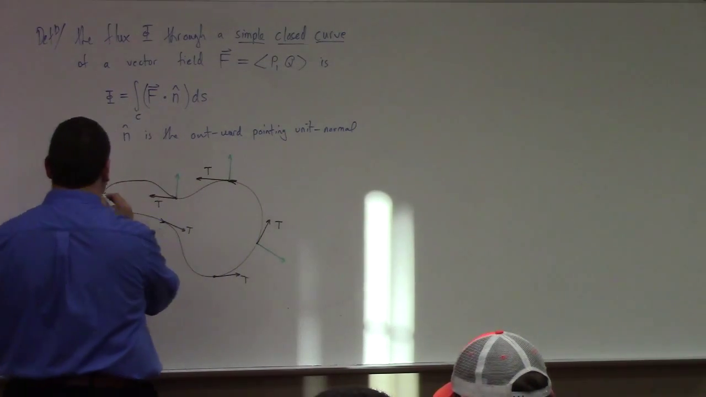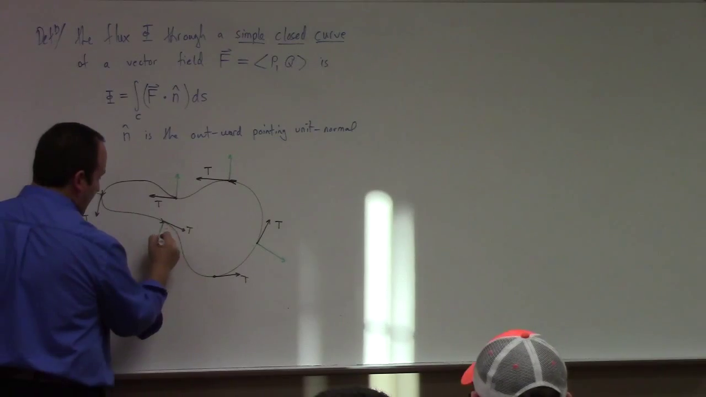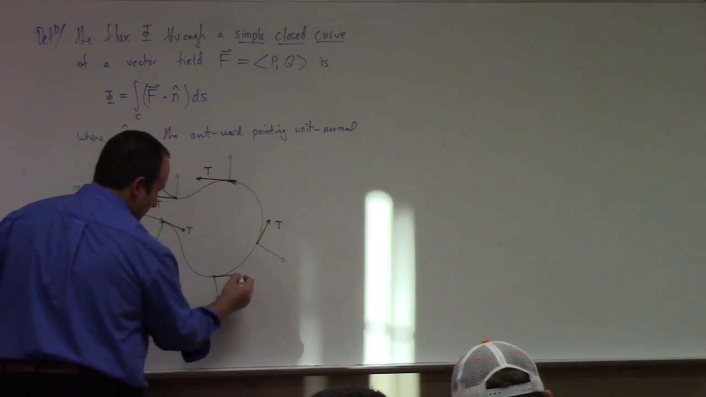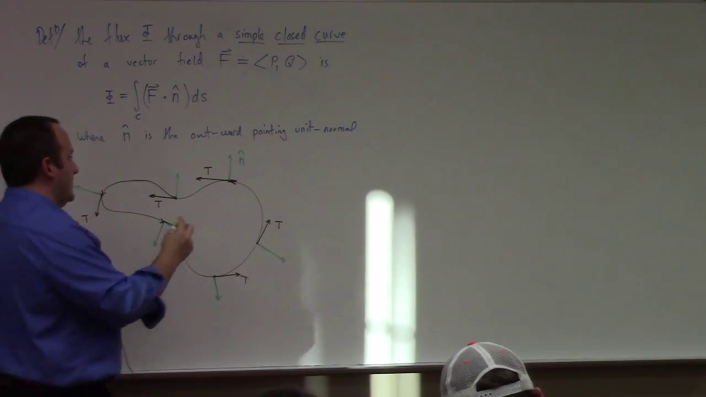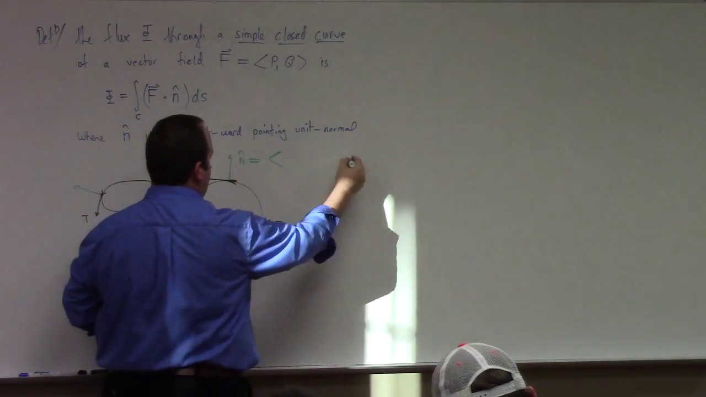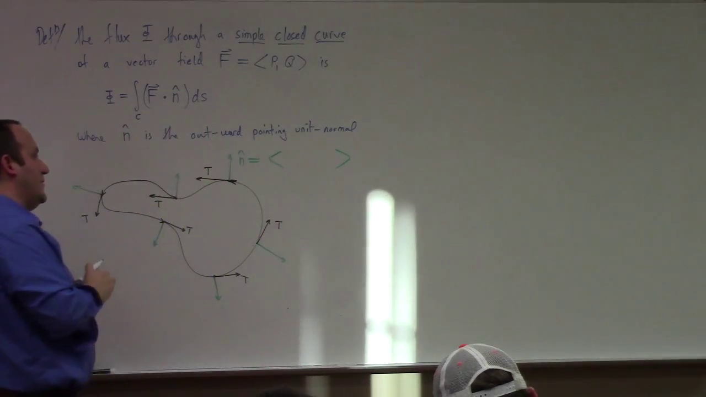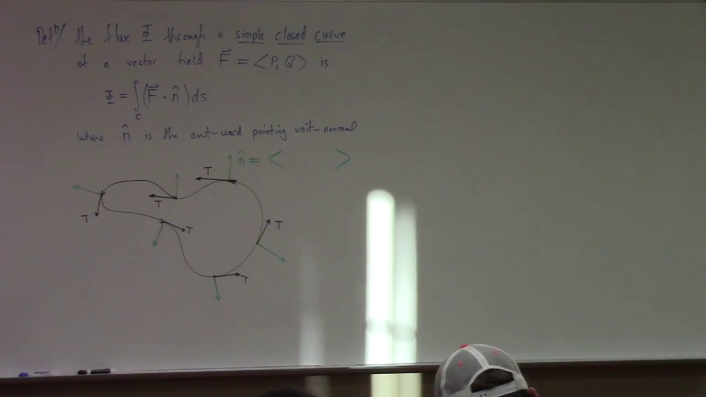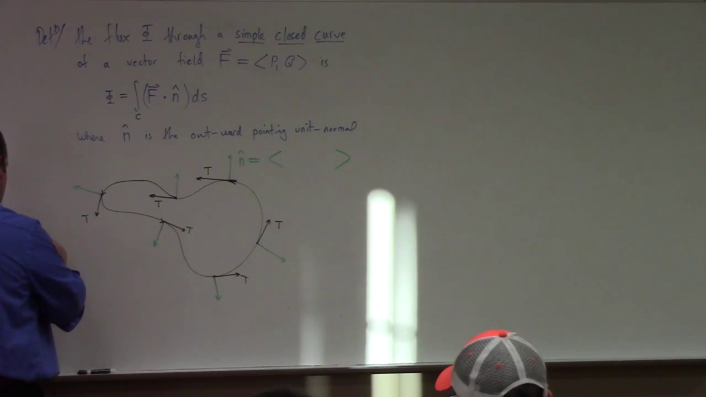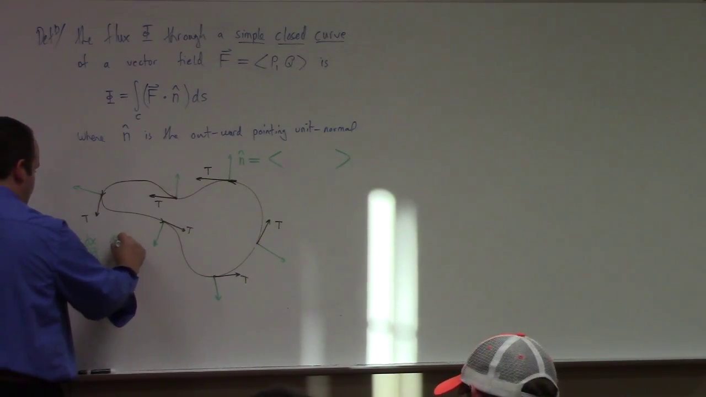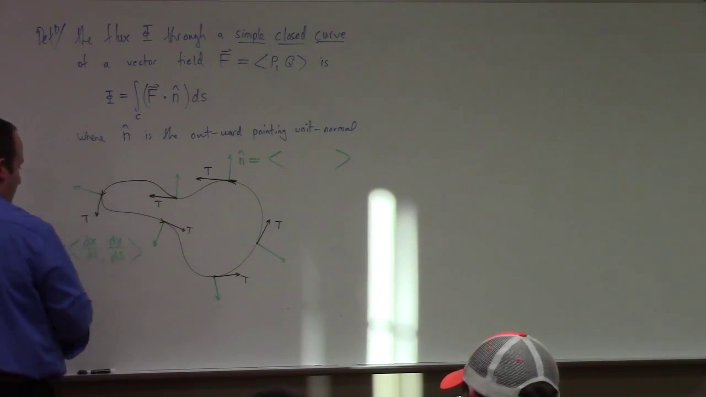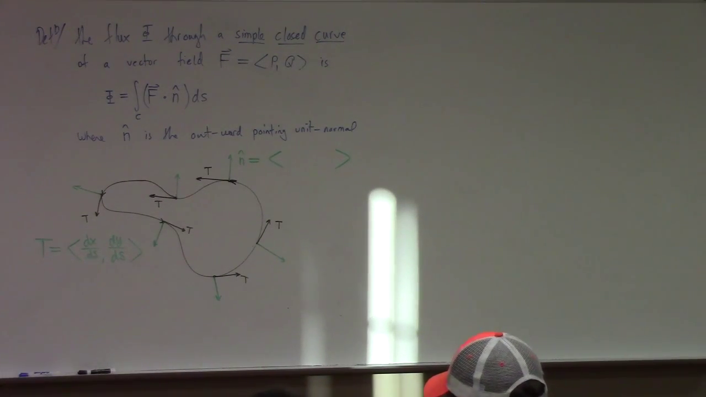This is what we need. This is n hat. Right? Now, what is that in terms of dx/ds and dy/ds? I mean, t you can write as (dx/ds, dy/ds), let's say, okay? With respect to the arc length parameterization of the curve. So how is n related to that?